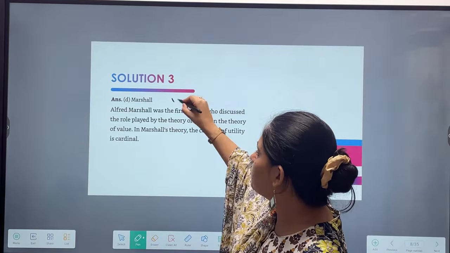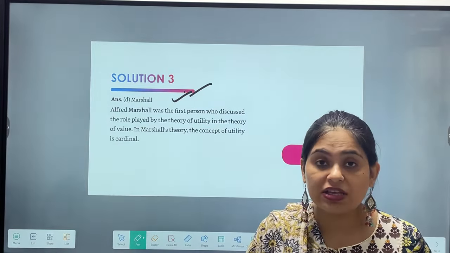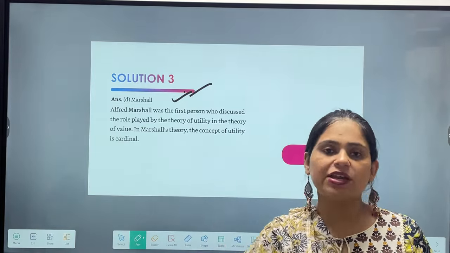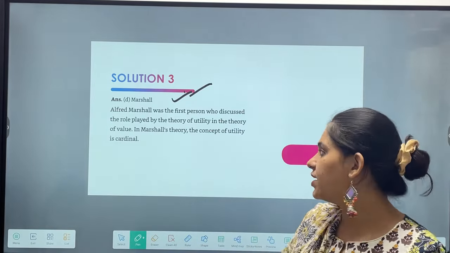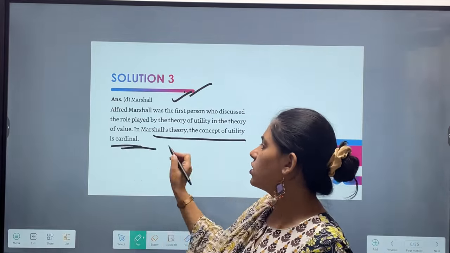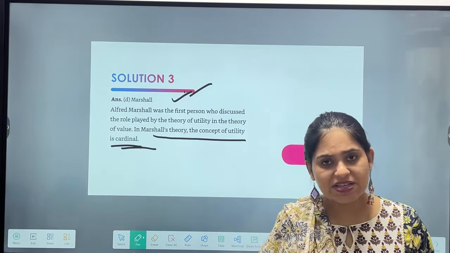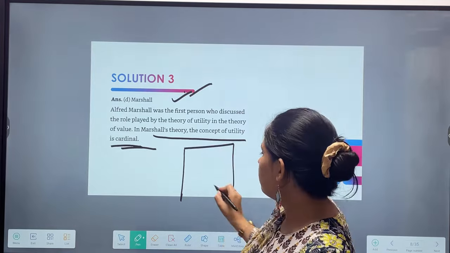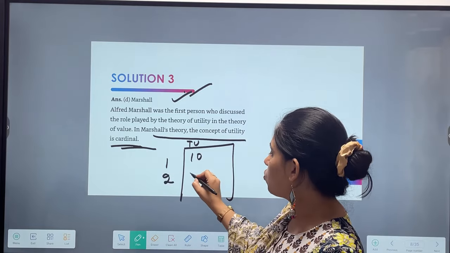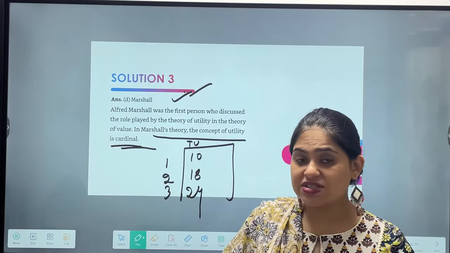He was the first person who talked about cardinality, who talked about utils, who said that utility we can measure in 4 utils, 10 utils, 20 utils. So the concept of cardinality, from today you should write this down somewhere, that Marshall is the one who gave the concept of cardinality, right? In fact, all these marginal utilities that you measure, remember you make these tables now, where you say that, okay, I consume the first unit, total utility 10, 2 units, total utility 18, 3, total utility 24. All these numbers, these tables, they were first given by Marshall.